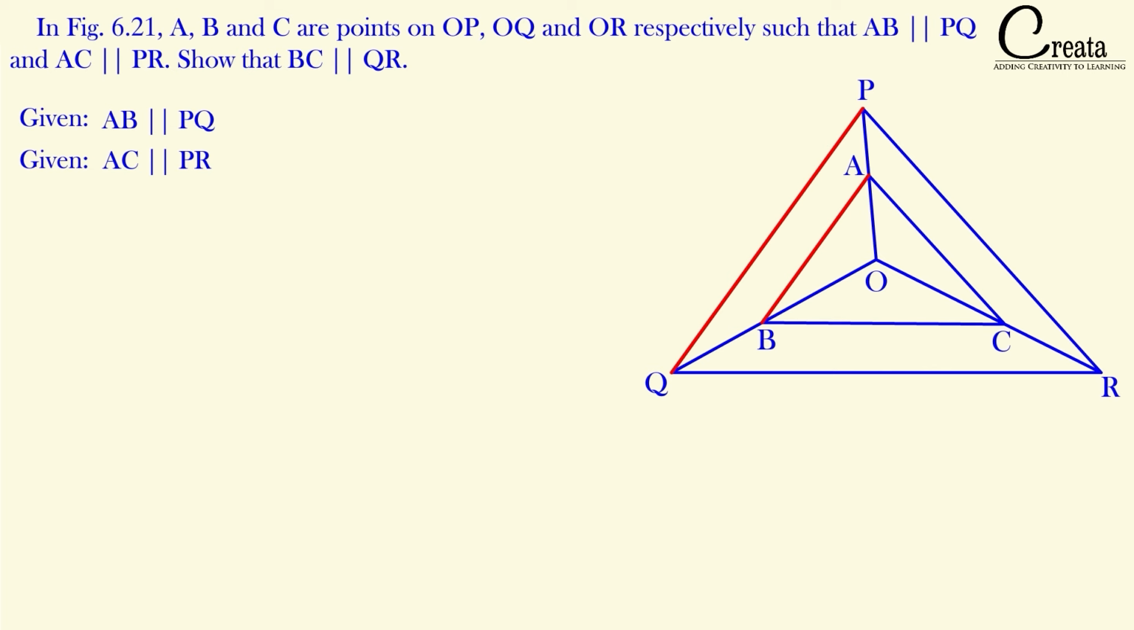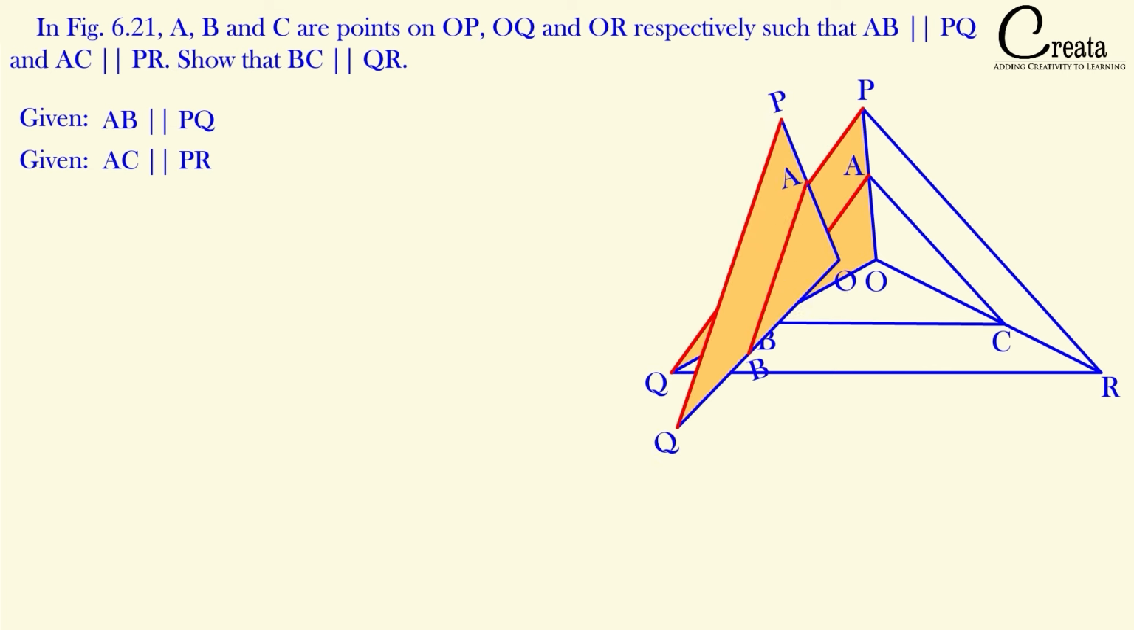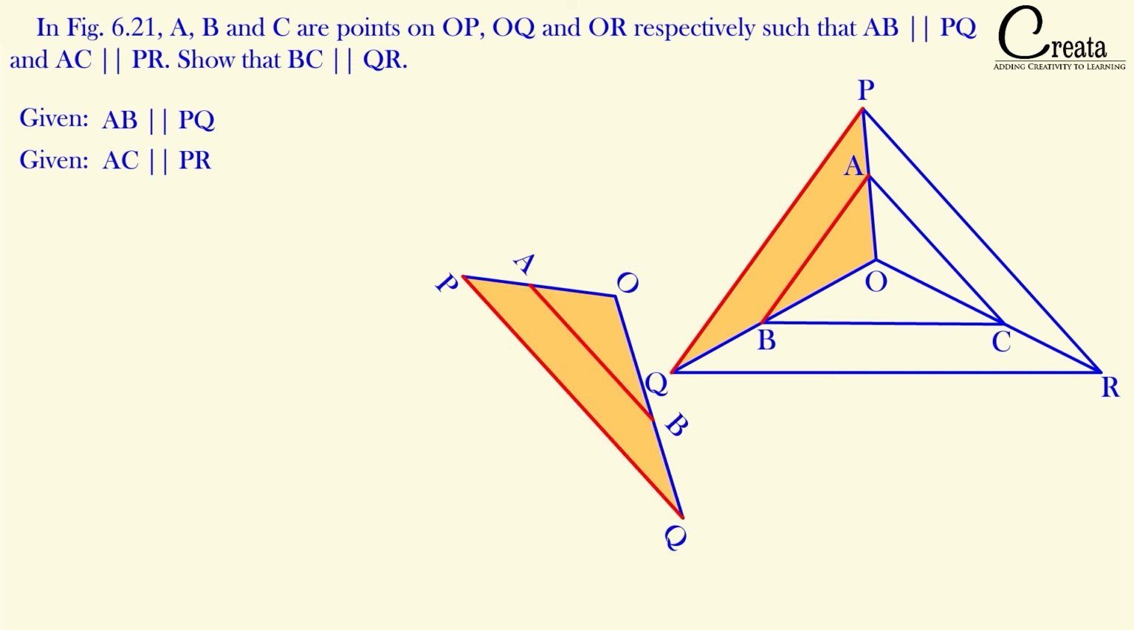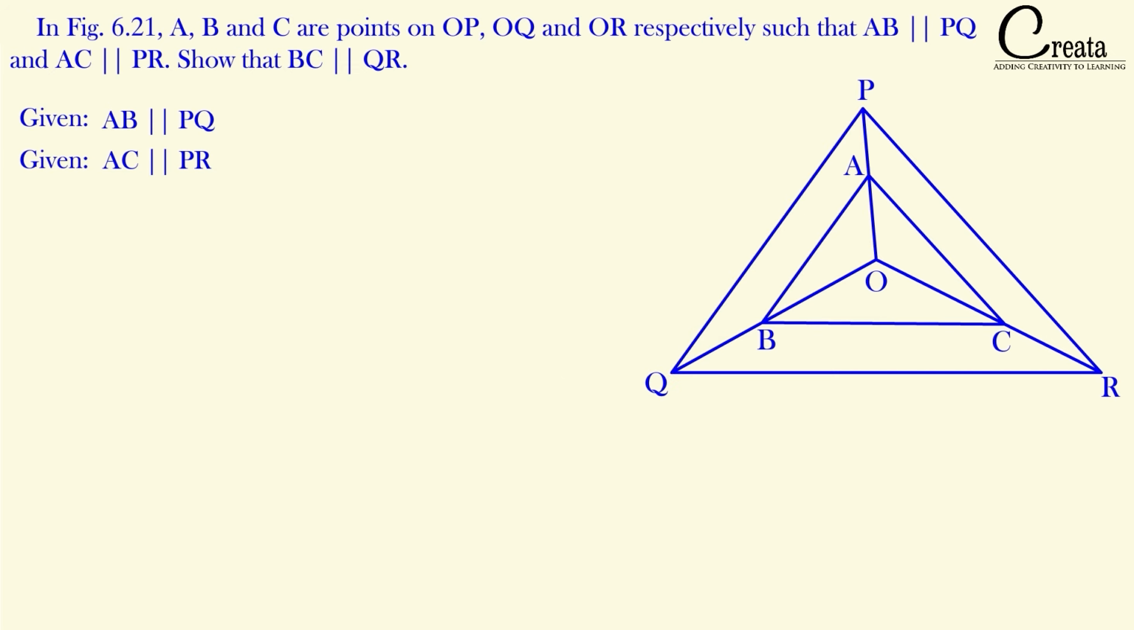Yes, we have a triangle OPQ. This triangle has the two parallel lines AB and PQ, so we can apply the BPT theorem in this triangle. Let's observe the second parallel line, which are AC and PR. Are you able to again observe any triangle around this parallel line?